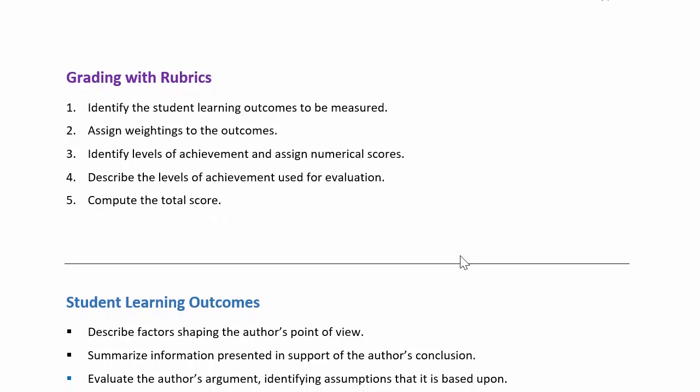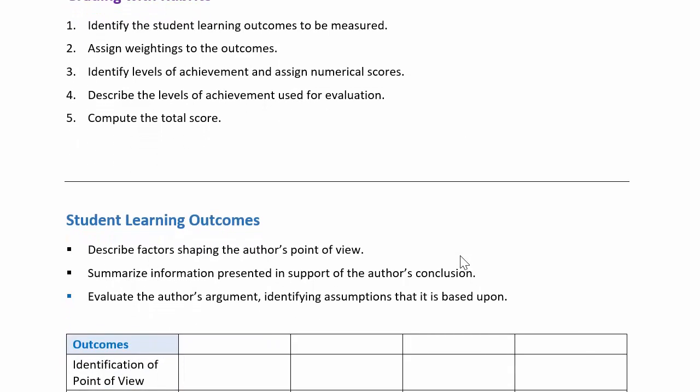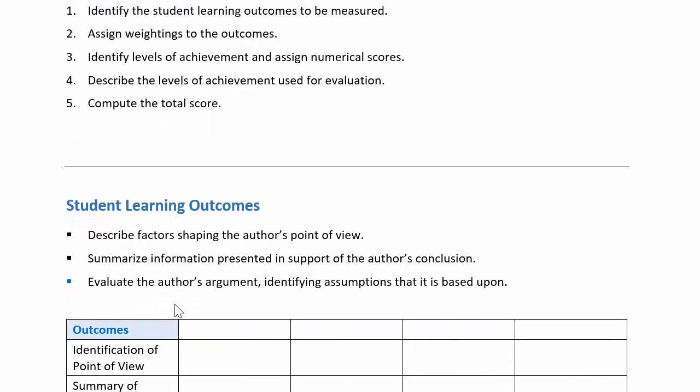So student learning outcomes. Here's an example of 3 outcomes for a hypothetical paper on critical thinking. Describe factors shaping the author's point of view. Summarize information presented in support of the author's conclusion and evaluate the author's argument, identifying assumptions that it is based upon. So this is what you want the student to get out of the assignment.